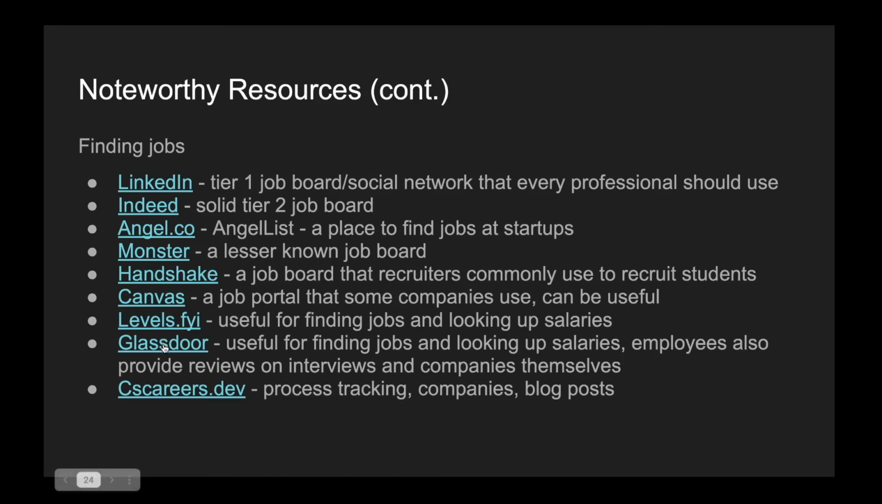Something else I didn't really mention before was Glassdoor. But this is really useful for finding jobs and looking up salaries. And employees also provide reviews on the companies and their experience with the interviews for the company. So this is a really good way to figure out if the company is a good fit for you. And it's also a good way to help cram or prepare for an interview at a company.